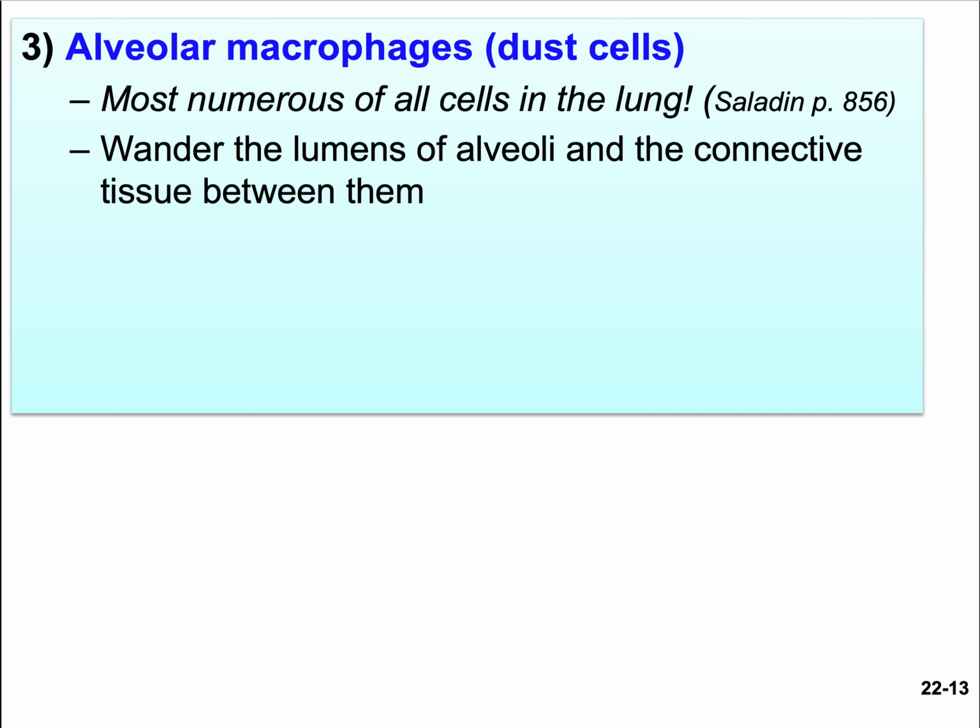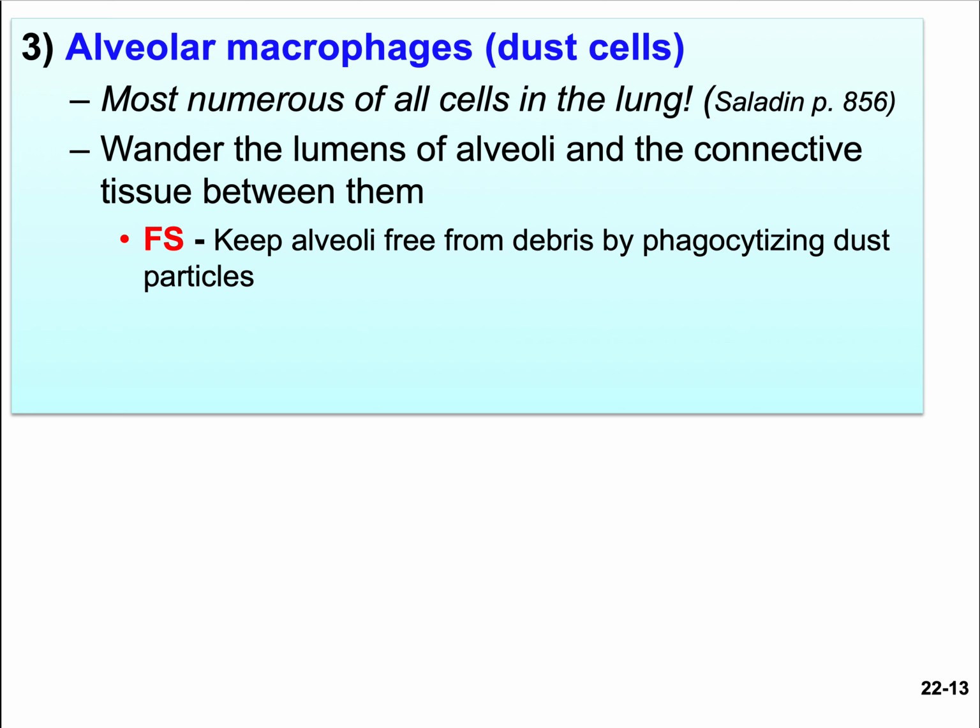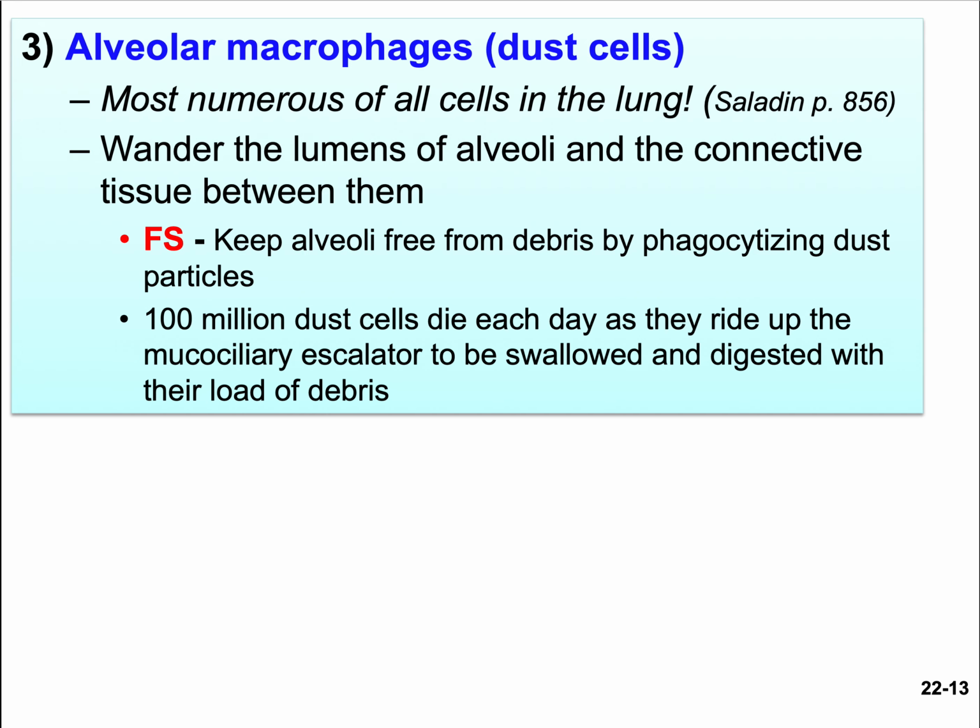Why? Because they're wandering all around and they're helping to remove anything that we've really inhaled. So if you're in a real dusty environment, you could guess that. They're going to probably be involved in removing damaged cells, infected cells. And right here it says 100 million dust cells die each day as they're destroying things, phagocytizing things that we've inhaled, and then they're moved up the respiratory tract by that mucociliary escalator, and then of course they're swallowed into our digestive tract.